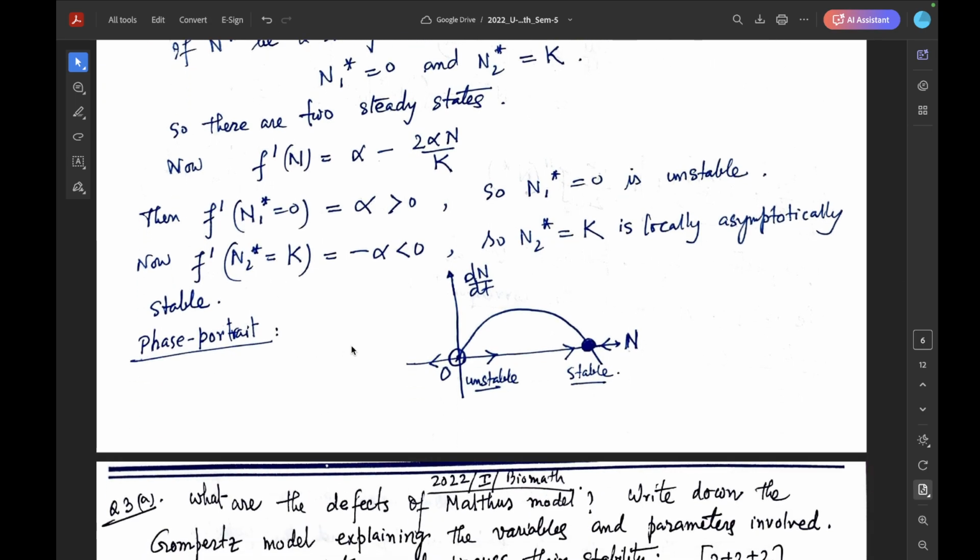So this is the phase portrait, with n on the x-axis and the derivative of n on the y-axis. So this point 0 is unstable and this point k is stable. For this graph, the arrow is towards this point k. Actually, this is 0 and this point is k, the carrying capacity k.